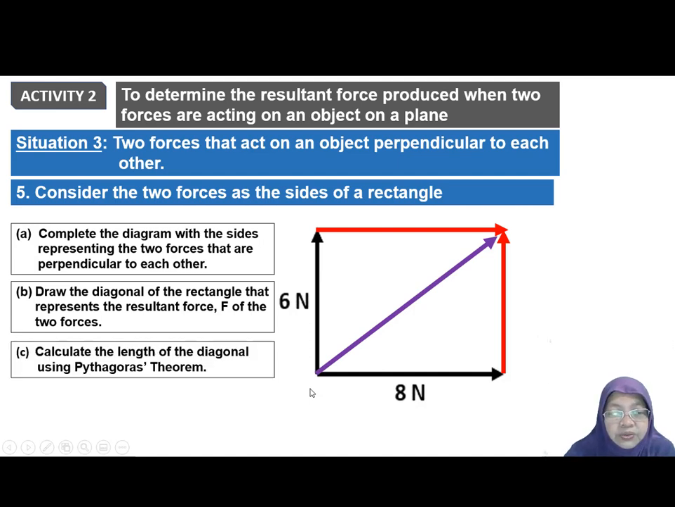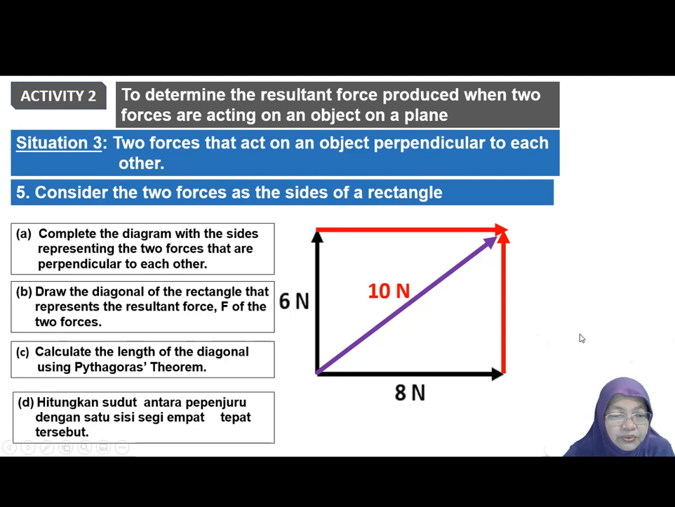And what we do is we calculate using the Pythagoras theorem. That is what? 8 squared plus 6 squared, square root, and 10 Newton. Actually, this is 6, 8, 10, which is 3, 4, 5, right? So the Pythagoras theorem.